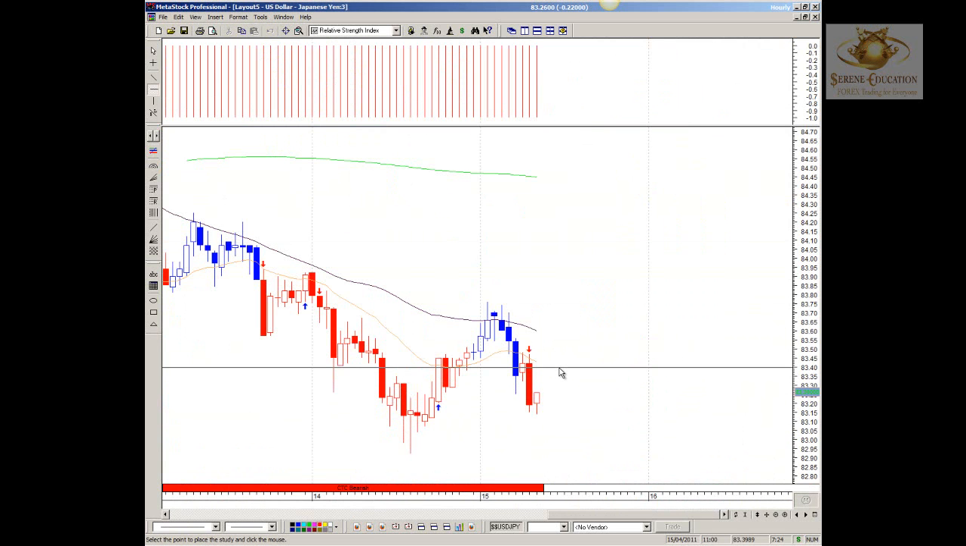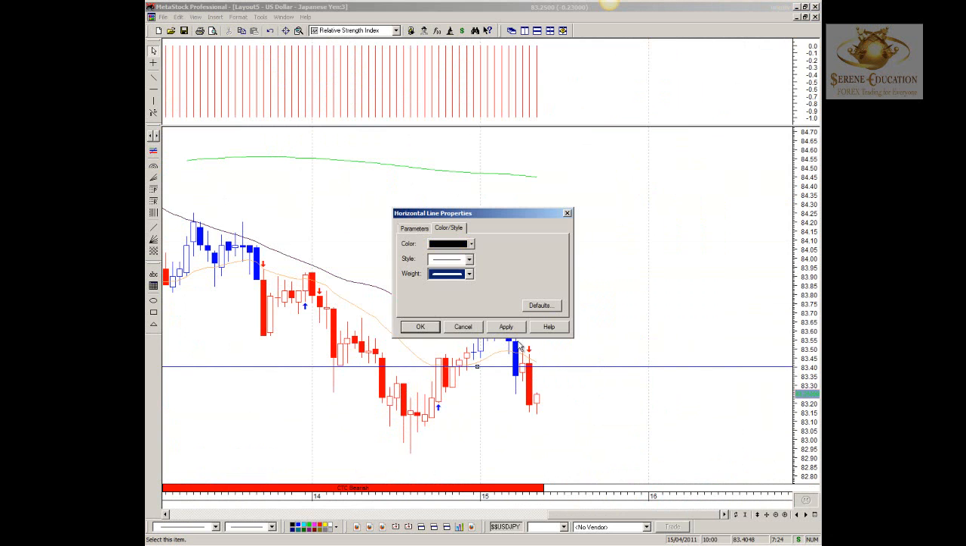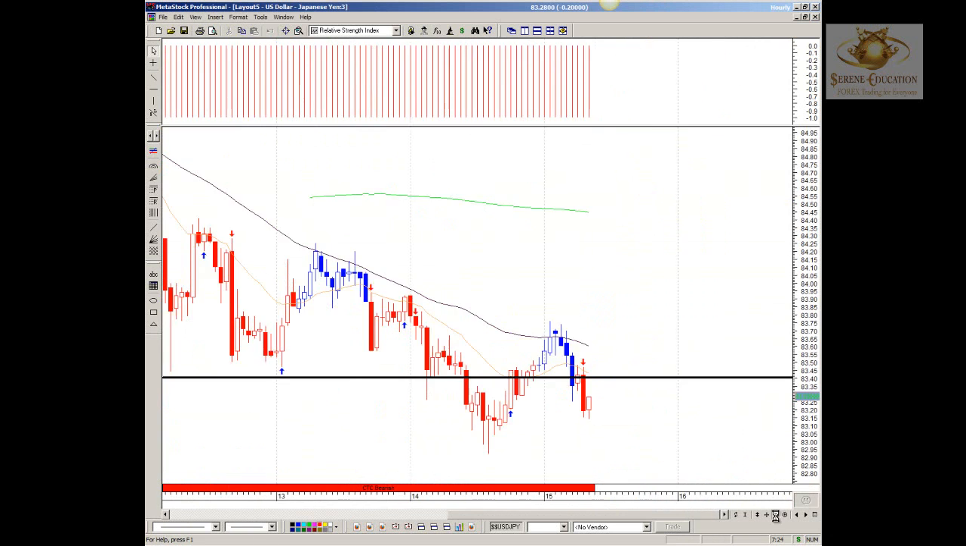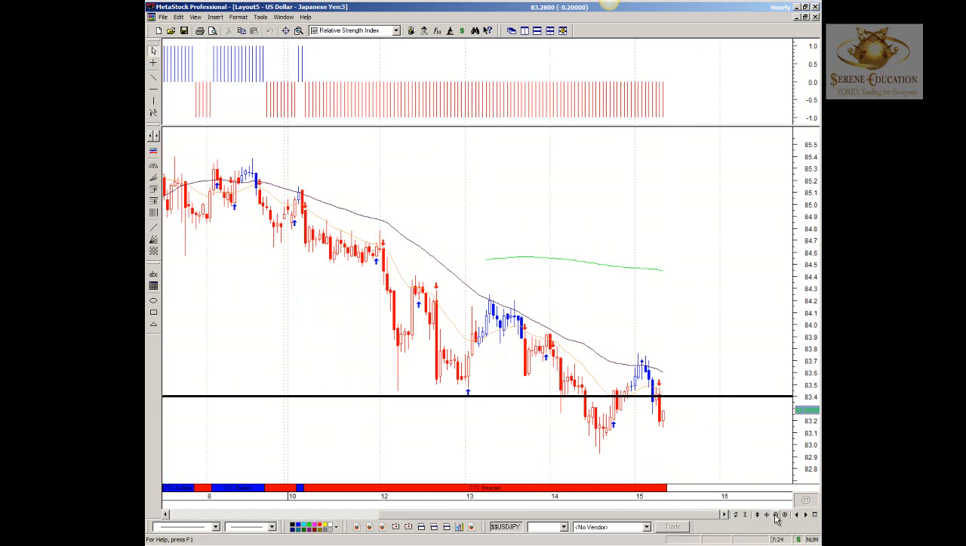So if you put in 83.40, you can see price is trading below that as we speak. That's on an hourly chart. Price needs to be above that. You can see the momentum is down, with the 50 period moving average acting as a strong resistance level for this pair to the downside. It's so important to look at what price is doing on those specific time frames and trade on those specific time frames.